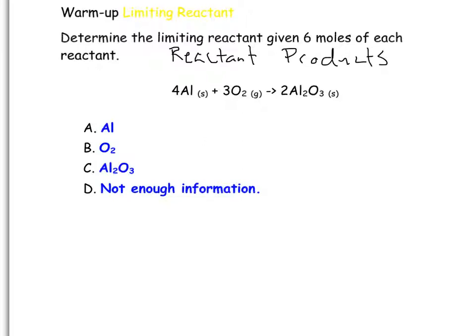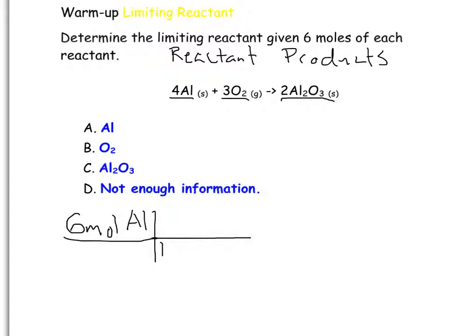So with these, what this reaction is telling me is I need 4 moles of aluminum for every 3 moles of oxygen to produce 2 moles of aluminum oxide. So to determine which one is going to be my limiter, I'm going to start with 6 moles, and I'm just going to choose aluminum. And now in the reaction it tells me that we have 4 moles of aluminum for every 3 moles of oxygen needed.